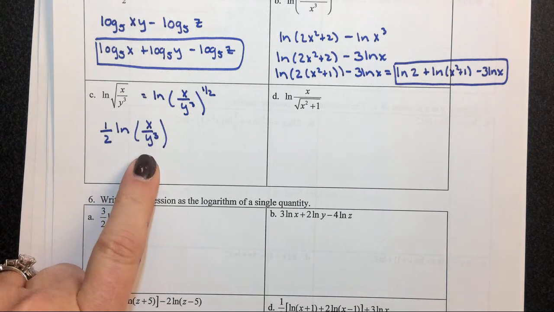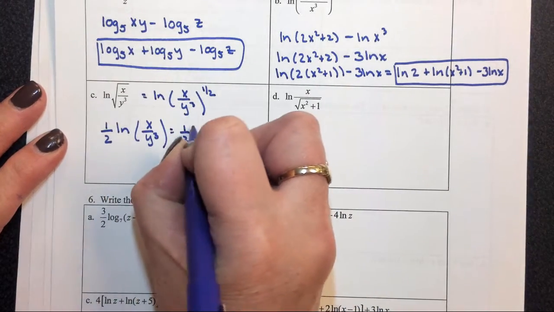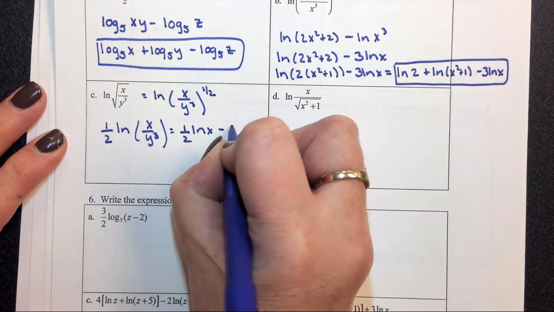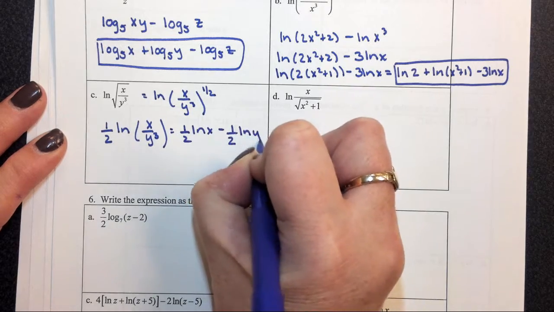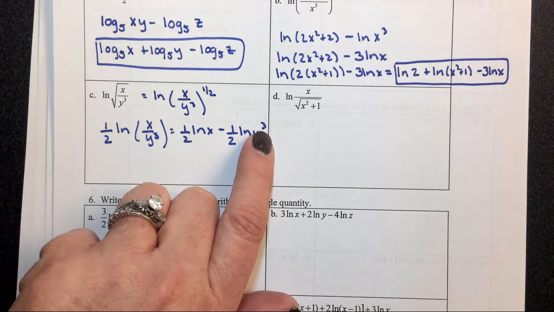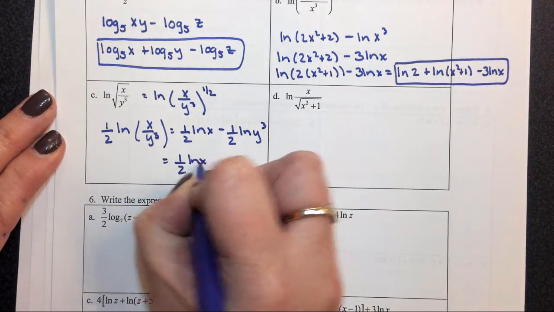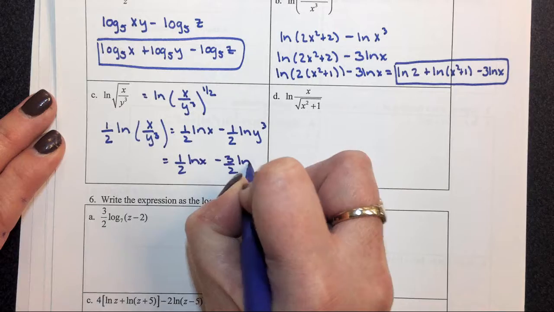Now I have a quotient on the inside, so I can use my quotient property and rewrite this as 1/2 times the natural log of x minus 1/2 times the natural log of y to the third. There's one more property I can use. What's that? Power property. So I can move that 3 to the front. So 1/2 times the natural log of x minus 3/2 times the natural log of y.